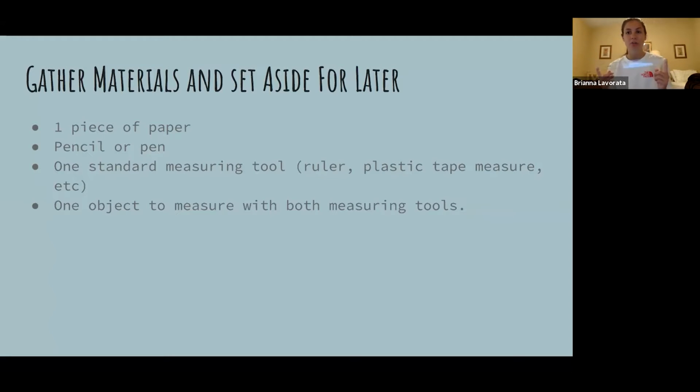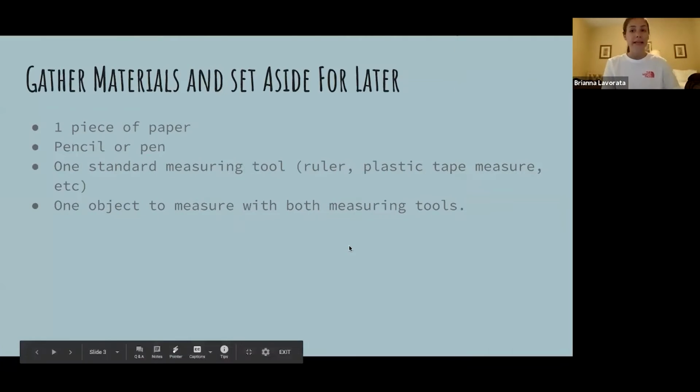So go ahead and grab those rulers. Go ahead and pause this video. One more thing, one object to measure with your measuring tool. Okay, so I would like for you, once again, pause this video right now, grab one piece of paper, grab your measuring tool, something like a ruler, a pen or a pencil, and then grab an object that you're going to measure. So I'm going to be measuring a picture frame. Once you have all of those things, put them aside, play this video again, and we will see you shortly.